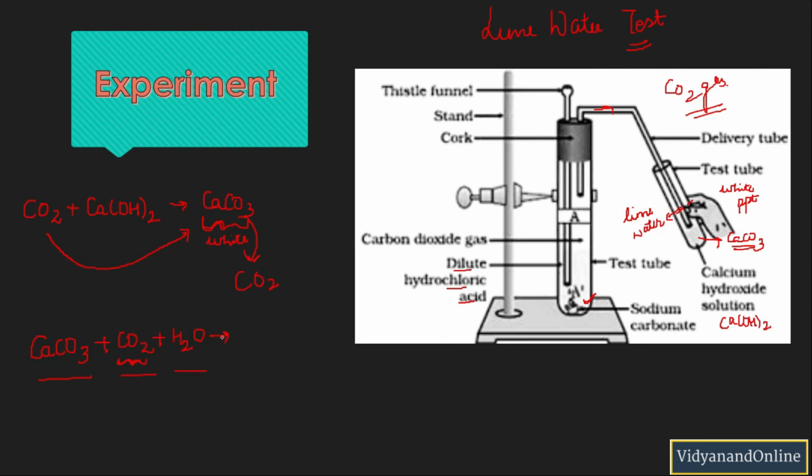And what is the formula for calcium hydrogen carbonate? It is Ca(HCO3)2. So basically Ca is +2 and bicarbonate HCO3 is -1. So when they cross multiply, the formula comes out to be Ca(HCO3)2, which is calcium bicarbonate. There is one important point here: carbon dioxide doesn't support combustion, thus it can extinguish any burning substance. Therefore, it is used in fire extinguishers.